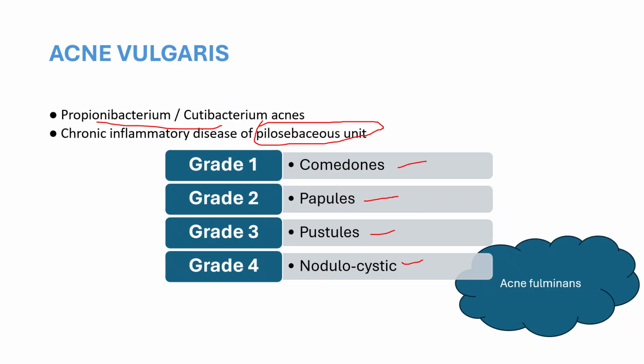The fulminant variety is called acne fulminans. Wherever you hear the term vulgaris, it means a common variety of that disease. Acne vulgaris means the common form of acne. Just like you have pemphigus vulgaris, because you have other varieties of pemphigus as well. So vulgaris means common variety.